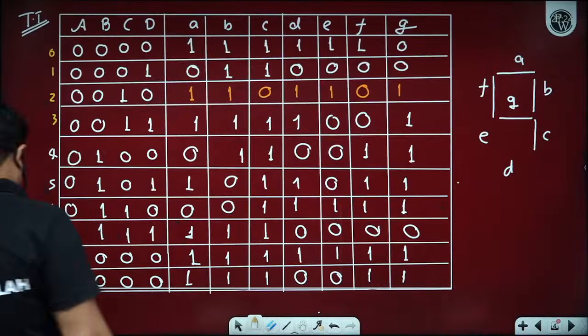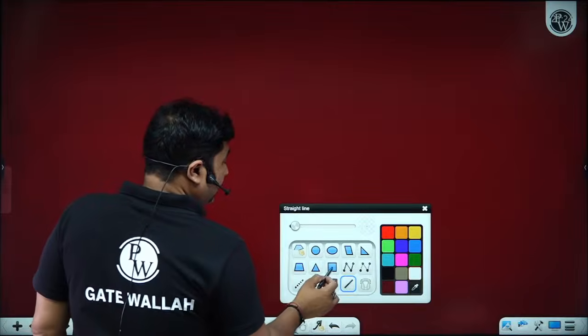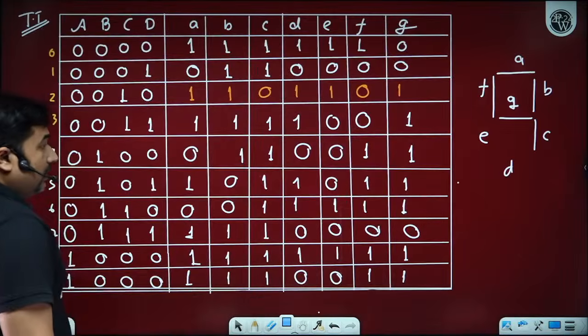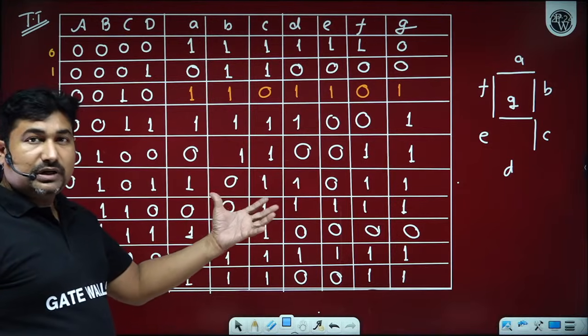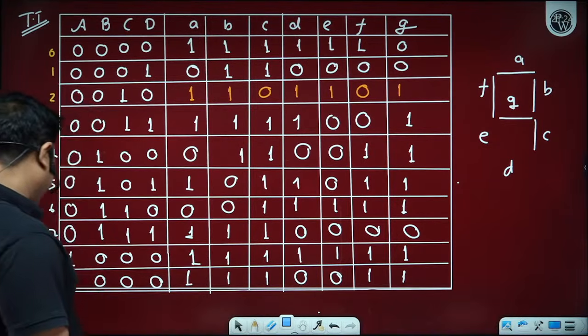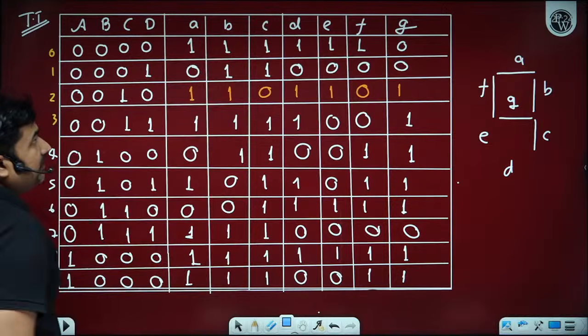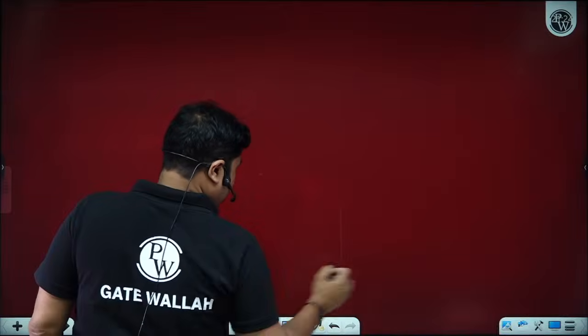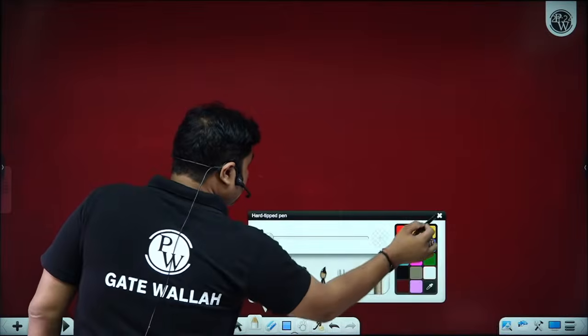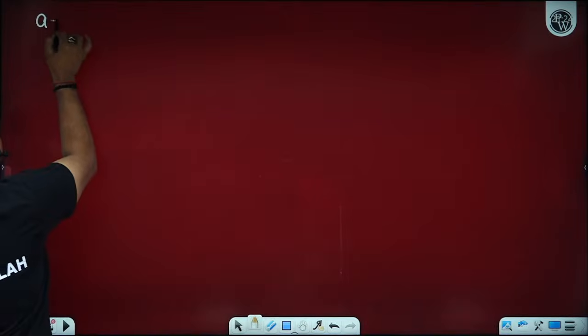Now, please observe. First of all, we need to construct. Now we know about the relations between input and output. We have all the outputs. Can we find out the logical expression for A, B, C, D, E, F, G? Yes, sir. So, how to find the logical expression for A? Please observe.